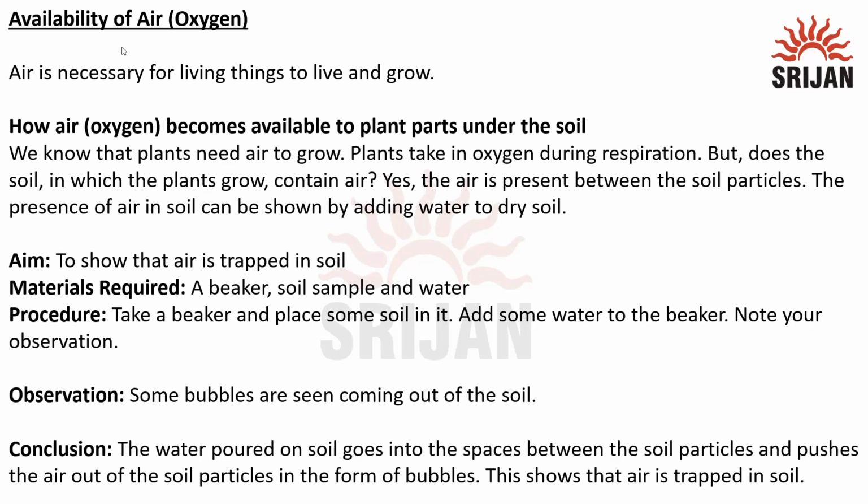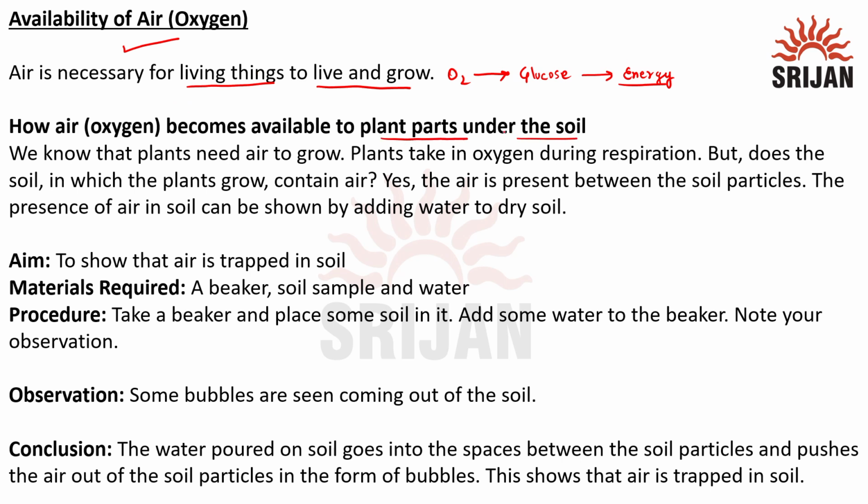In today's video, we will learn about the availability of air, basically that is oxygen. So air is necessary for all living things to live and grow. Basically, we use the oxygen for respiration to convert glucose into energy, right? So the question that arises from here is how oxygen becomes available to the plant parts under the soil.